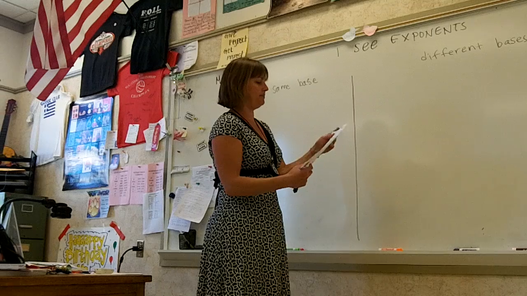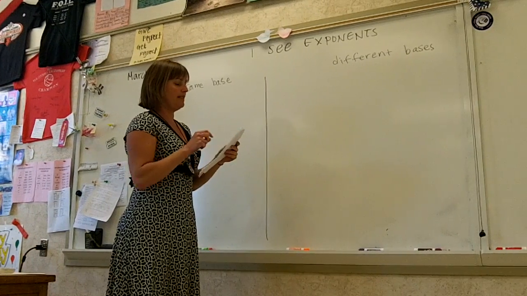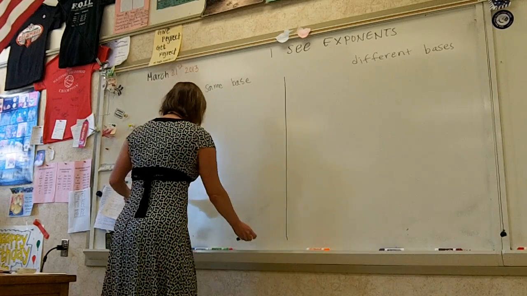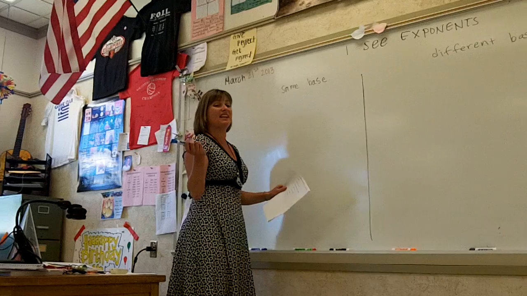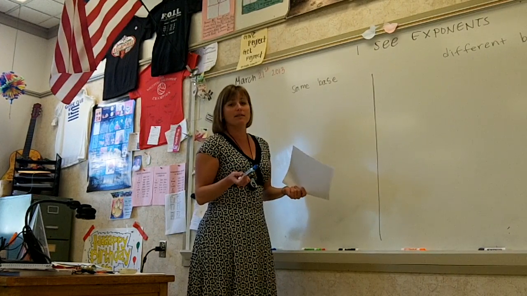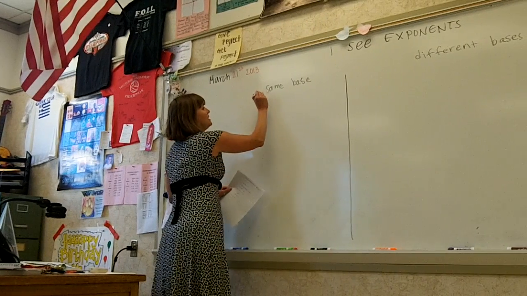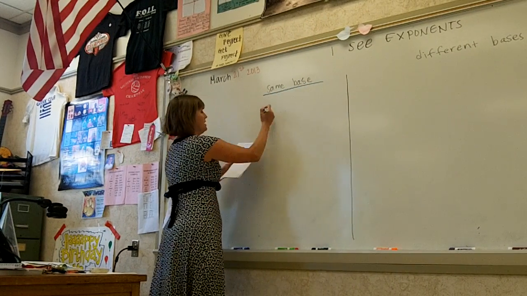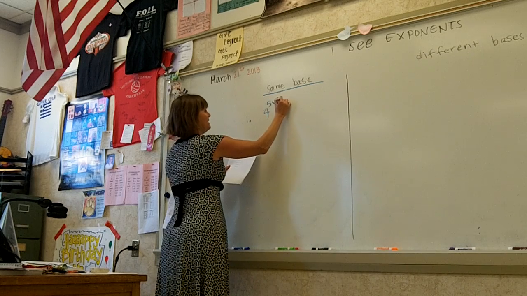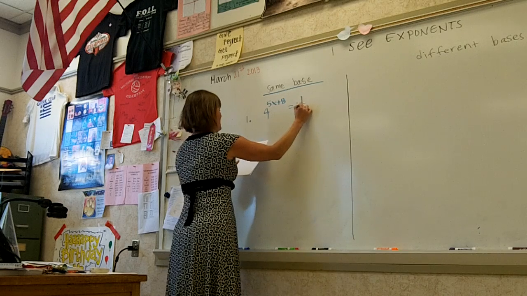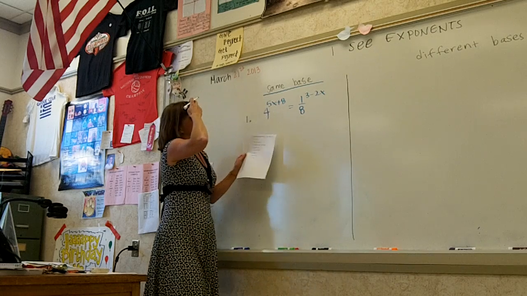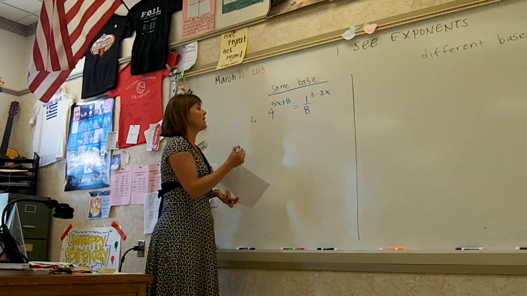So the first problem I see is 4 raised to the 5x plus 8 and 1/8 raised to the 3 minus 2x. So I know when I see 4s and 8s and 16s and 32s, numbers like that, I know I can write them all as powers of 2. So that's going to be a situation where they all have the same base. So I'm going to put problem number 1 right here. So 4 raised to the 5x plus 8 equals 1/8 times 3 minus 2x. So I see exponents, and I realize I can write them all as a power of 2.